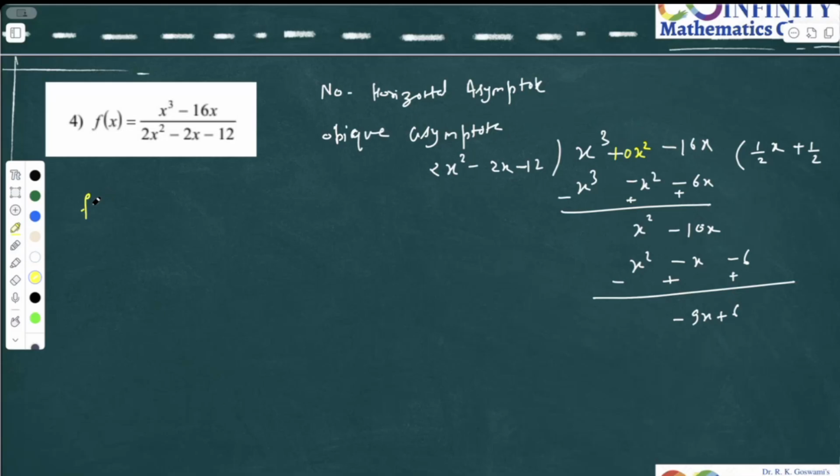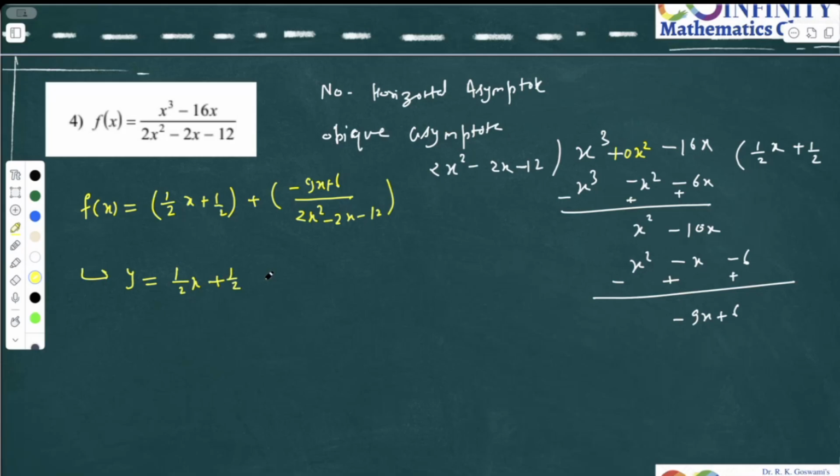So the function f(x) is going to be 1 by 2x plus 1 by 2, and plus the remainder, that is negative 9x plus 6 divided by how much? 2x squared minus 2x minus 12. It is minus 12, sorry. So I can tell you that y equals 1 by 2x plus 1 by 2 is going to be the oblique asymptote.